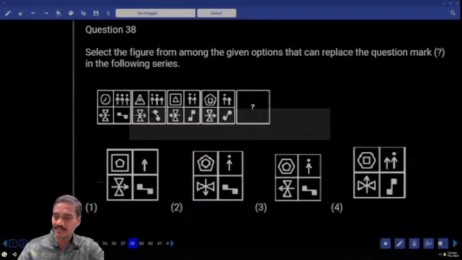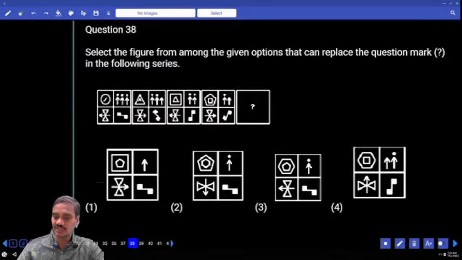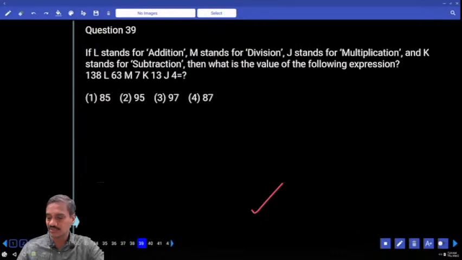Choice 4 is also similar, but now in 4 it is different. Then what is your answer here? Only choice 3 is the answer. Then coming to question number 39.